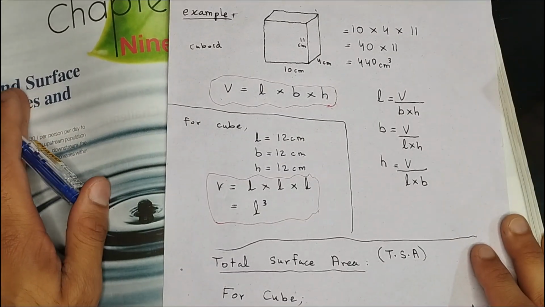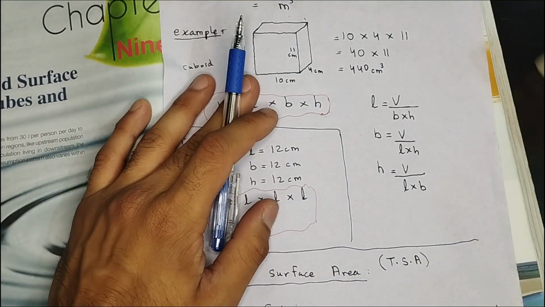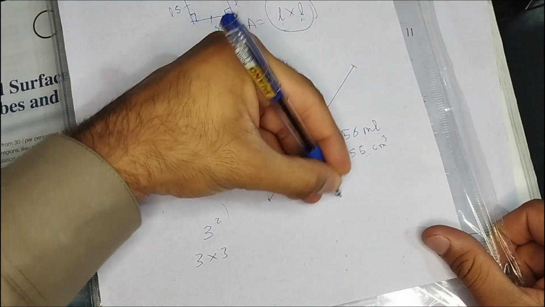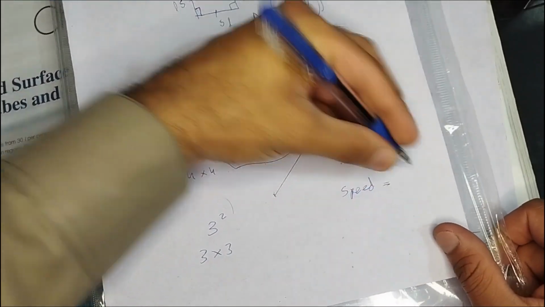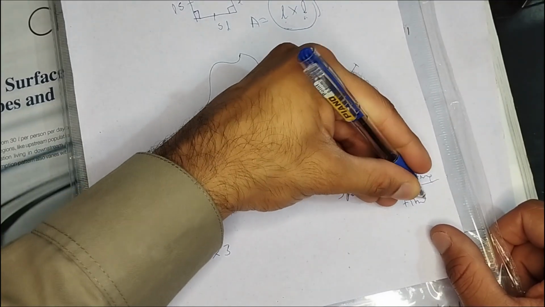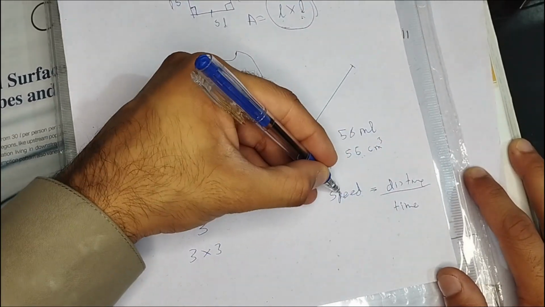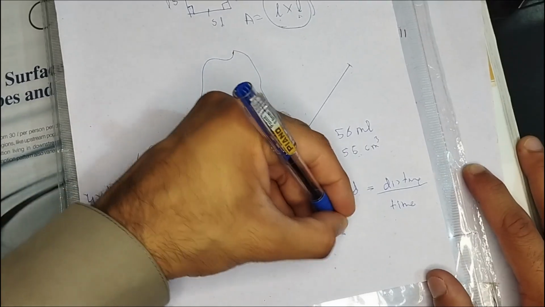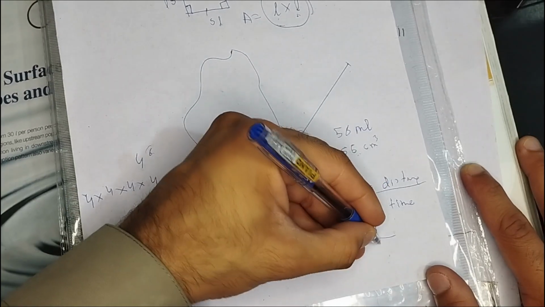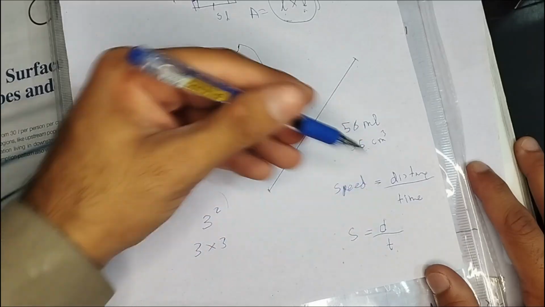Other than that, we have done something before in chapter number 6, basically linear equations, 6.2. In 6.2, we did something like this. Speed is equal to distance divided by time, right? Let's say speed is s, distance is d, and time is t. If I know any two of them, I can find the third one, right?